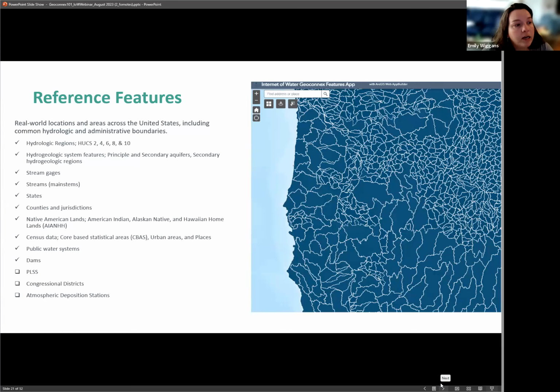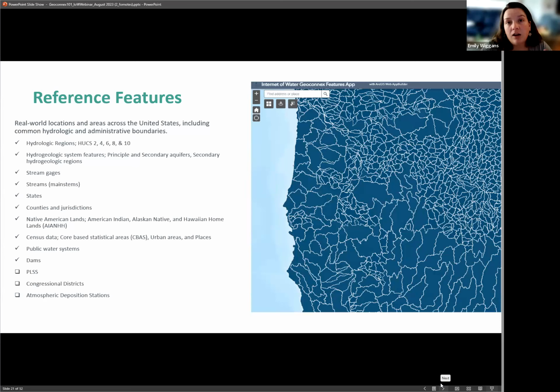Those are the watersheds. And then we have things like aquifers, stream gauges from the USGS, streams, which we more often refer to as main stems, state boundaries, counties and jurisdictions, Native American lands, census data, public water systems, so the areas where you may be getting your drinking water from, dams, and then in the future, please stay tuned, we have public land survey system data coming in. For those of you in the West, you may be familiar with PLSS, congressional districts, and then atmospheric deposition stations.